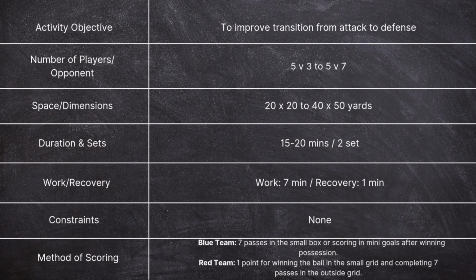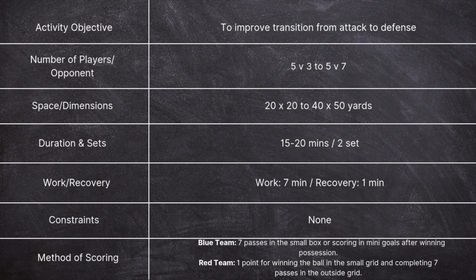Let's move into Activity 1, a modified game form designed to improve defensive transitions by focusing on pressing and regaining possession quickly. Here's the setup. Objective: improve transition from attack to defense. Number of players: 5 versus 3 to 5 versus 7. Space and dimensions: 20 by 20 yards to 40 by 50 yards.